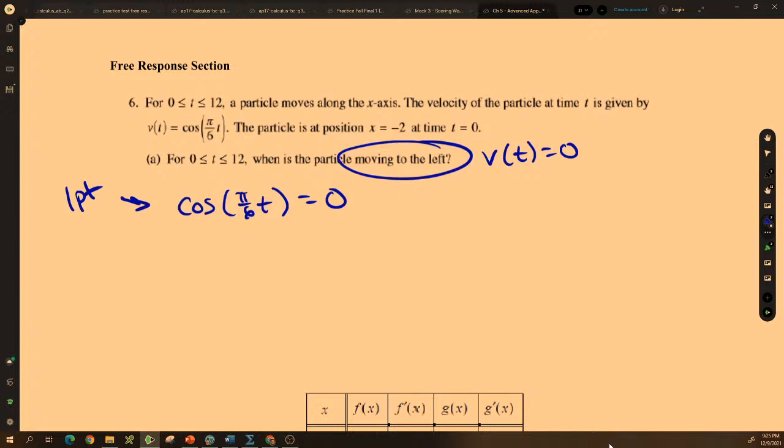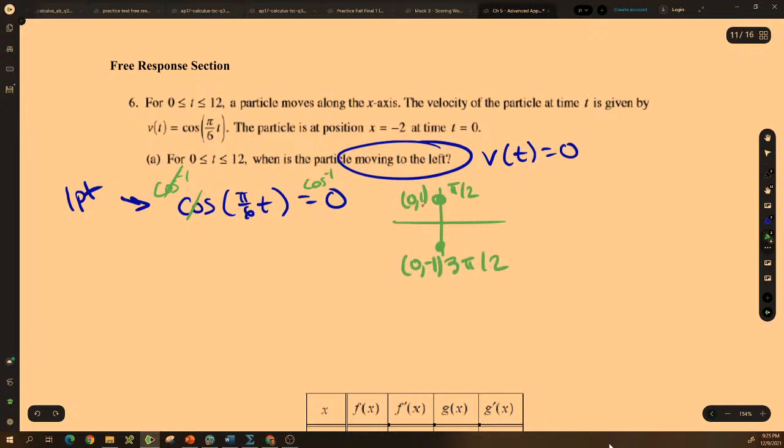Now, okay, when does cosine give me an answer of 0? We talked about this in class. Cosine gives an answer of 0 at pi over 2 and at 3 pi over 2. That's 0, -1, and 0, 1. So that means I'm left with pi over 6 t equals pi over 2, or pi over 6 t equals 3 pi over 2.